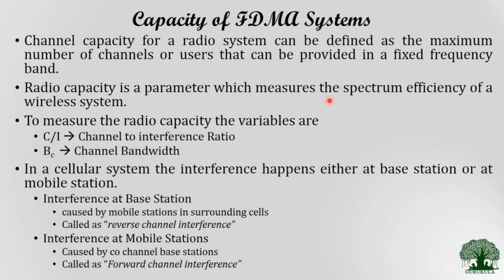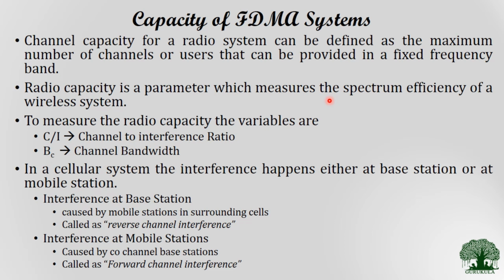So first of all we will consider the capacity of FDMA systems. So in an FDMA system, the channel capacity of a radio system can be defined as the maximum number of channels or the maximum number of users that can be provided in a fixed frequency band. So that is what we call channel capacity. The radio capacity is something different, where that is a parameter which measures the spectrum efficiency of a wireless system.